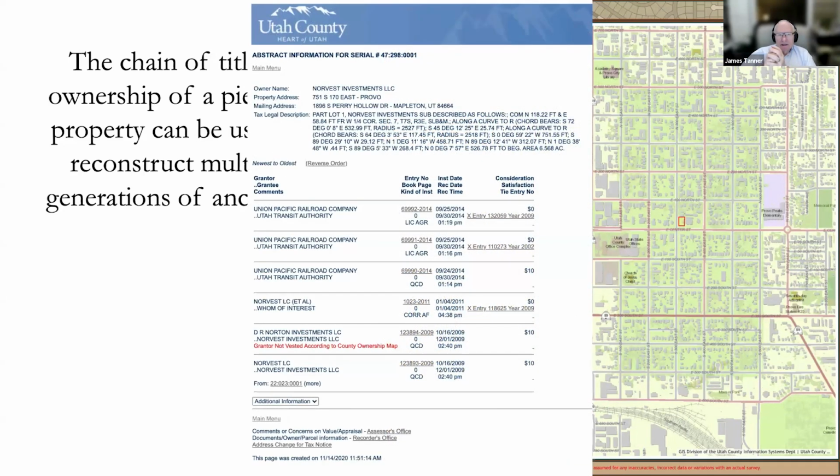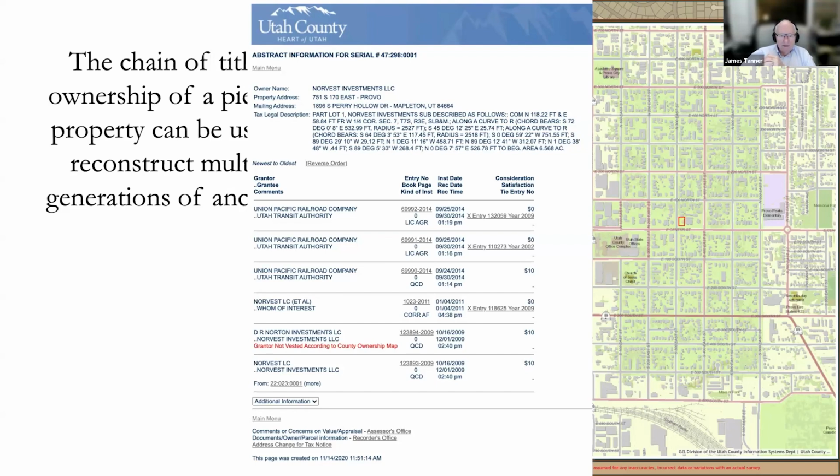So here exactly is an abstract. This would be a summary, I guess would be a good word to use instead of abstract, but it's a selection of information about the ownership of a particular piece of property. You see that the property address was 751 South, 170 East in Provo. Going down on this, you have the grantor, the person who sold the property, and the grantee, the person who bought the property. So you have Union Pacific Railroad Company selling the property to Utah Transit Authority.